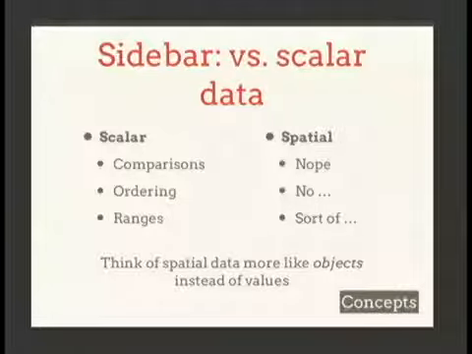Comparisons, well, not really. That doesn't really make sense. How would you compare a point and another point like you would a lowercase a and an uppercase a? That's pretty well understood in programming, but not in spatial data. Ordering, not really. Ranges, kind of, sort of. So as a caveat, it's worth thinking of spatial data as more like objects, kind of opaque, rather than values that are represented with machine primitives.